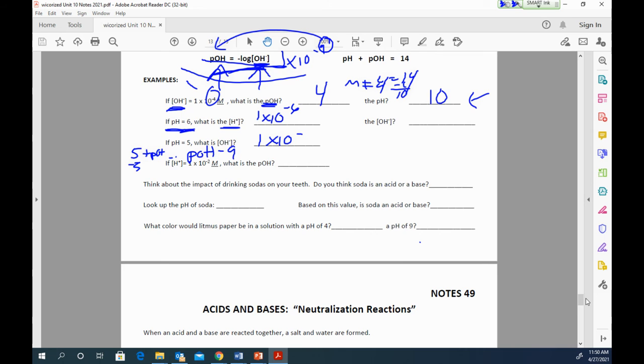Well, if it's 9, then what's my OH concentration? It'll be 1 times 10 to the negative 9. Because now they go together. This is OH, this is OH, they go together. It's just 1 times 10 to the negative 9.